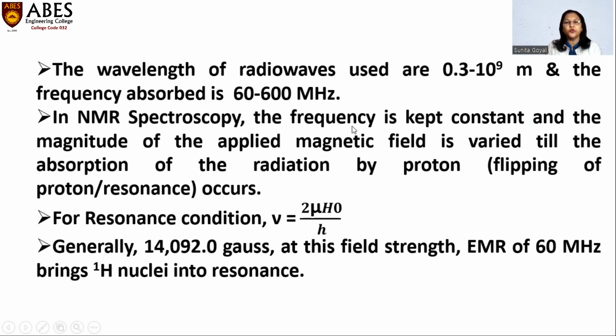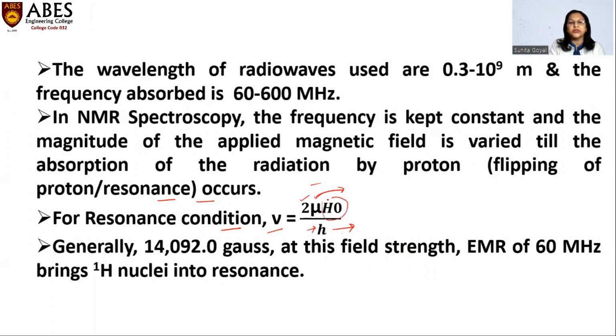And in NMR spectroscopy, the frequency, we know, is kept constant and the magnitude of the applied magnetic field is varied till the absorption of the radiation by the proton, which we say flipping of the proton, or resonance, occurs. For the resonance condition, the radio frequency nu is equal to 2 mu H0 upon h, where mu is the nuclear magnetic moment, and its value is constant for a certain nucleus. And h is Planck's constant. 2 is already constant, mu is constant for a certain nucleus, and h is constant.